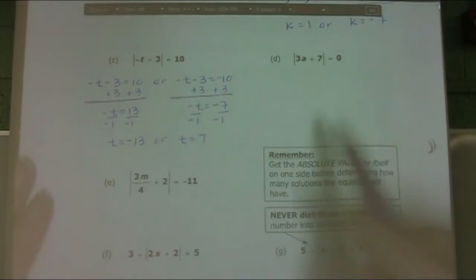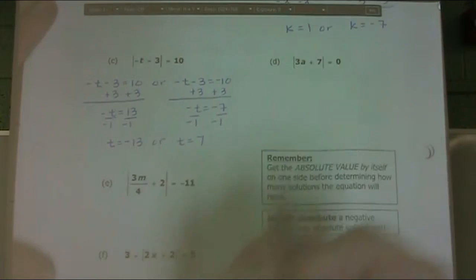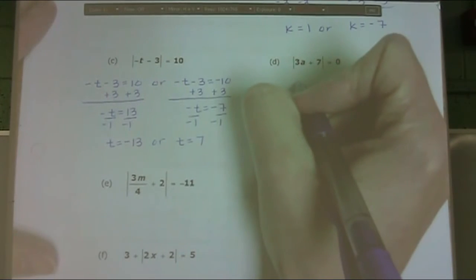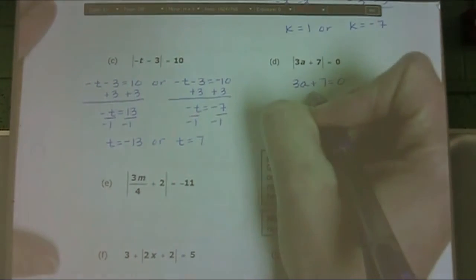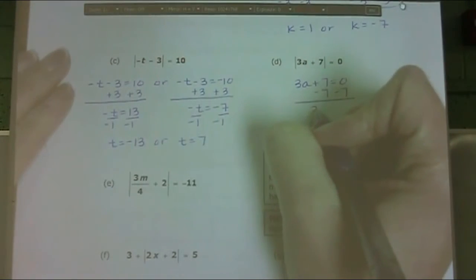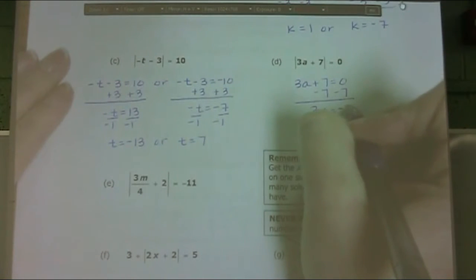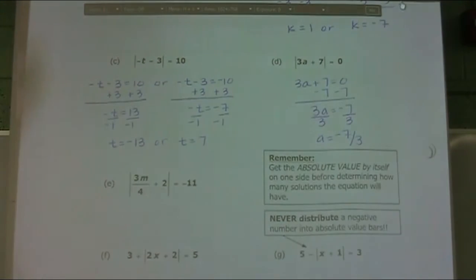If we look at D, I've got absolute value equals 0. If we have absolute value equals 0, we have one solution, and it's easy to find. Drop the absolute value bars and set 3a plus 7 equal to 0. Subtract 7 from both sides. And we've got 3a equals negative 7. Divide both sides by 3, and we have a equals negative 7/3.